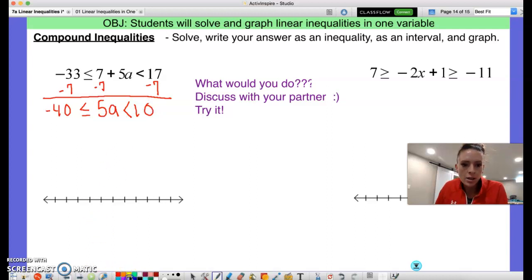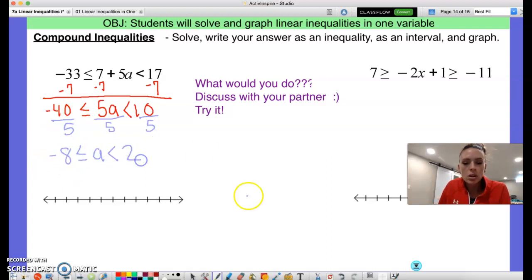From there, I know I want to divide by 5, but to do that, I need to do it to all sides of the inequality. So here we get -8 is less than or equal to a is less than 2.